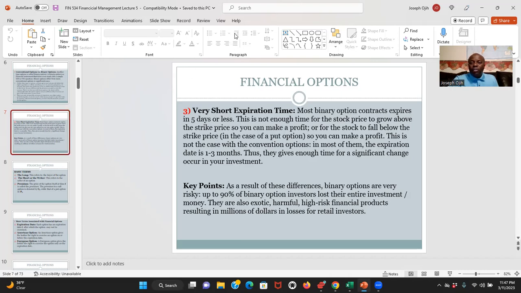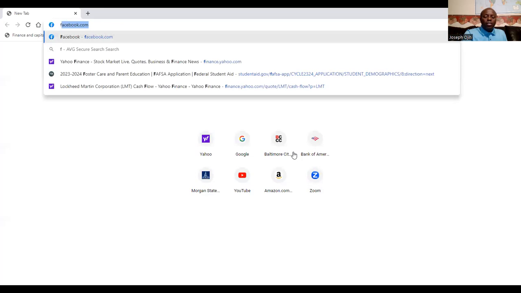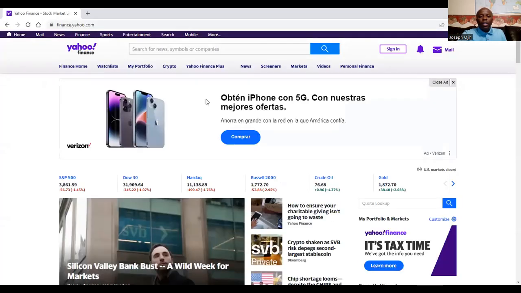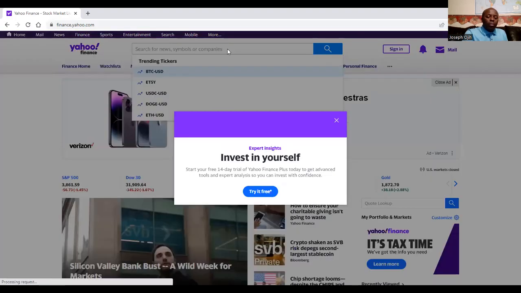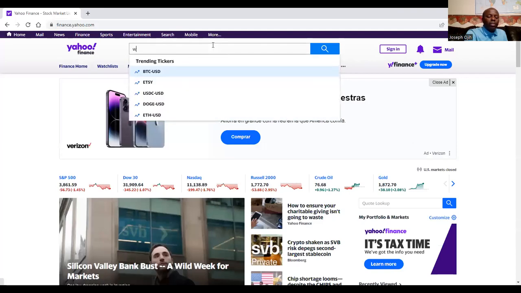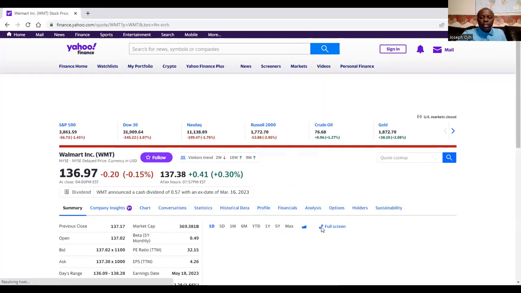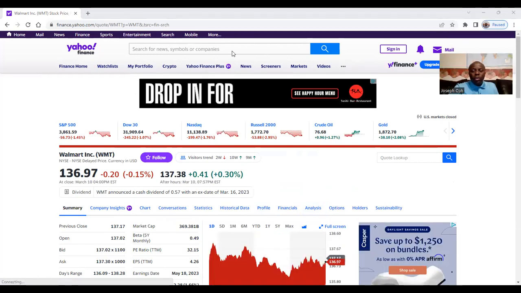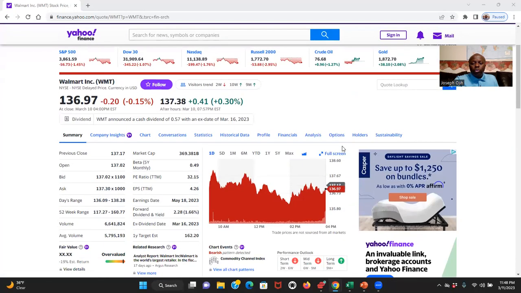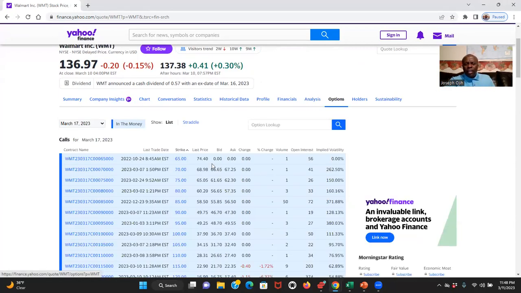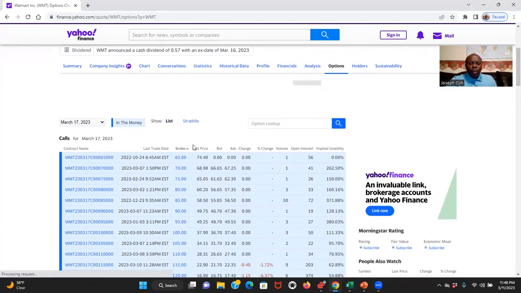I'll use one company, Walmart, for example. So let me take you to Yahoo Finance, finance.yahoo.com. I'm going to pull up Walmart. WMT is the trading symbol for Walmart Incorporated. Make sure you're seeing this. See where you have this link, Options. When you click on that, it will show you the Walmart options. You can see the different options they have, the list of options.